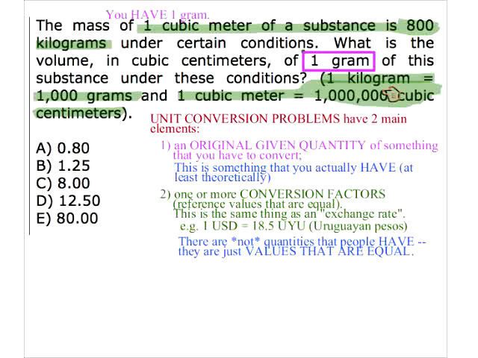It's kind of like if I have $158 and I want to convert it to Uruguayan pesos, then I have $158. I don't have $1 and I don't have 18.5 Uruguayan pesos. But I can use that as a conversion. So if people have issues with these, then the issue stems from the fact that people are not identifying what I have versus what is a conversion factor. Does this make sense? Smiley face if it does.